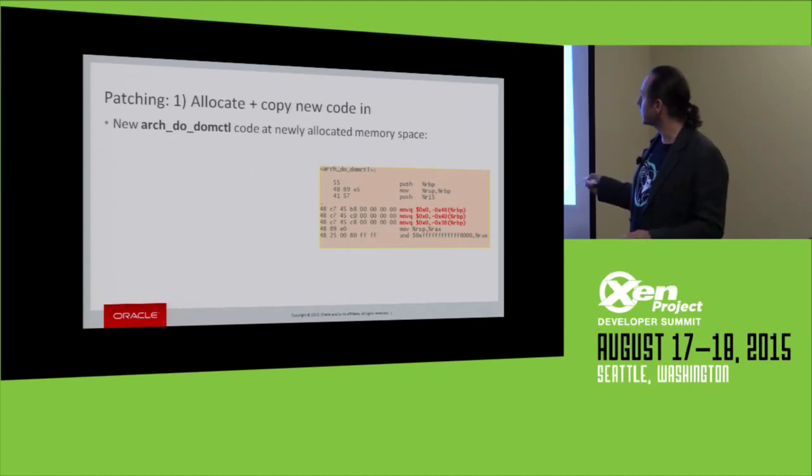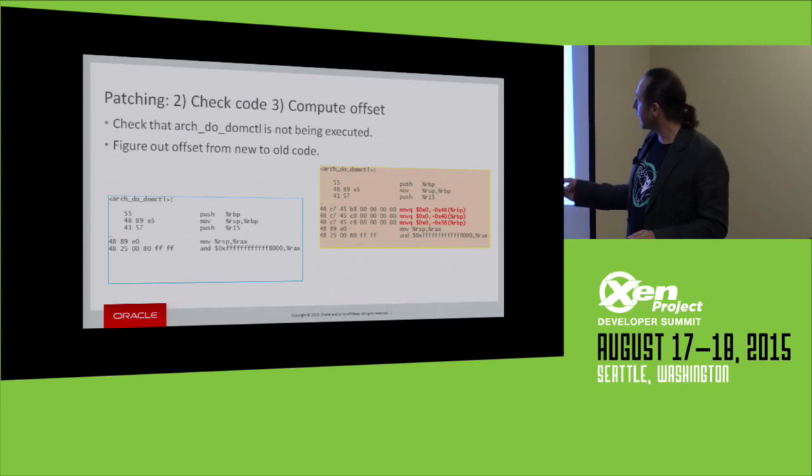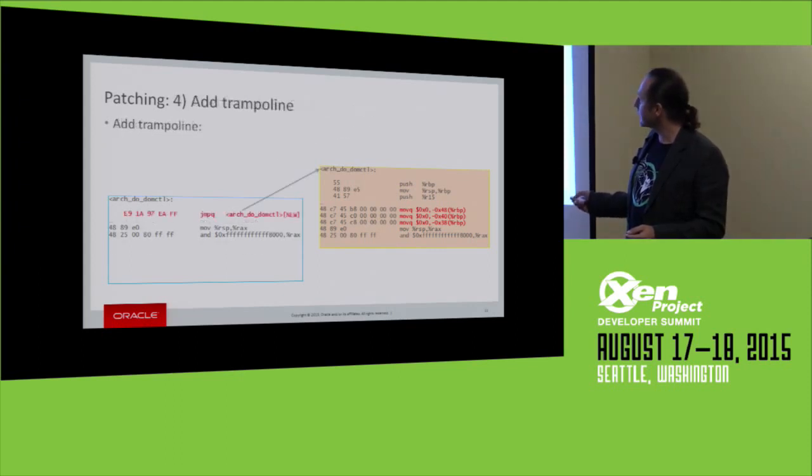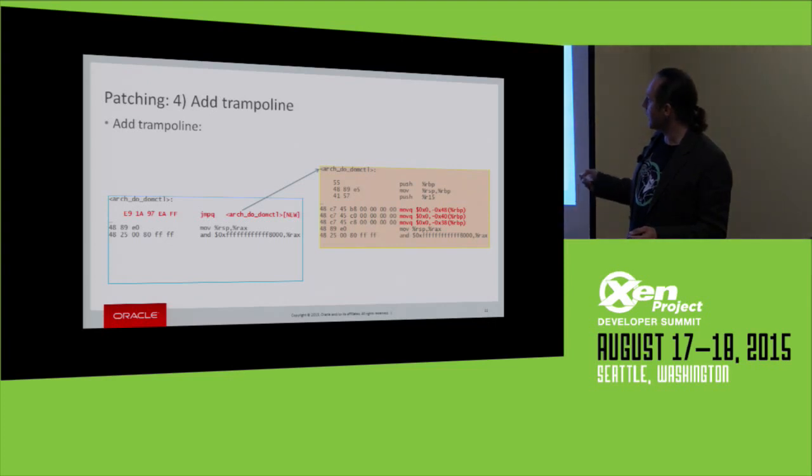This is the new code with these new operations. Then we have the old code with the old operations. And we want to figure out the offset, because what we want to do is have a nice little jump to this code. So whenever anybody calls this old code, it jumps straight into this new code and executes it.